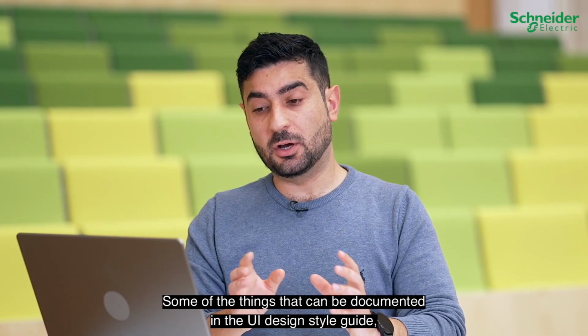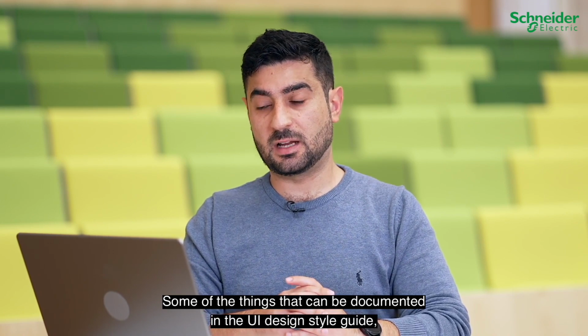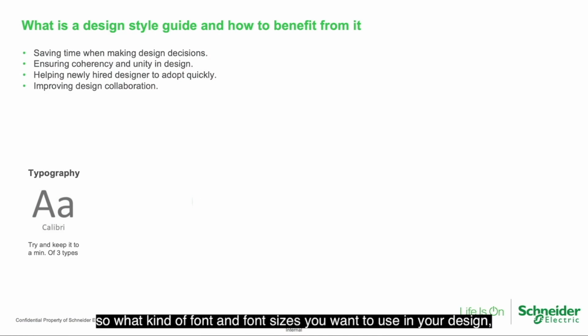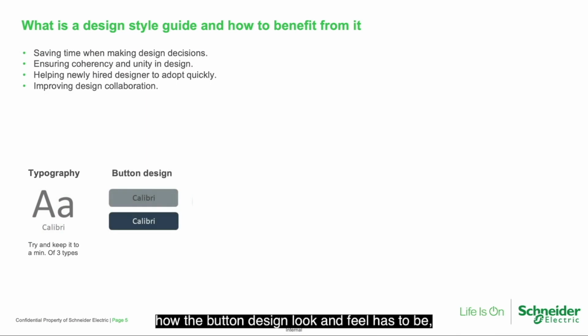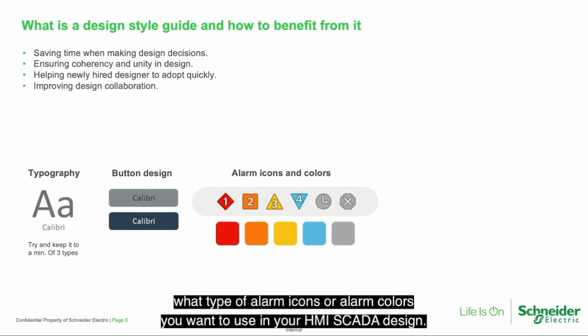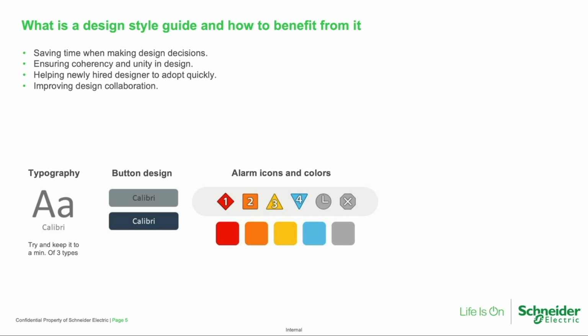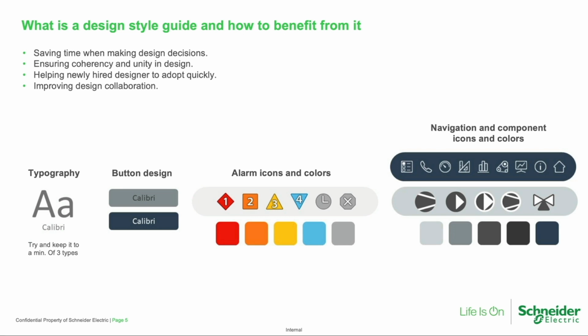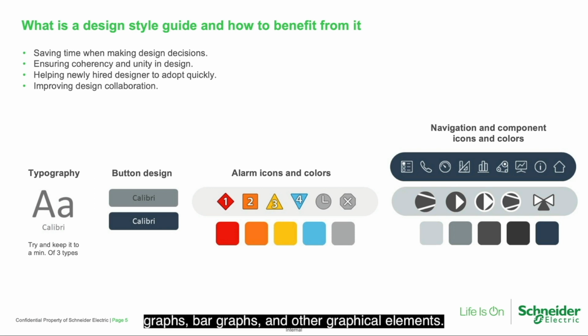Some of the things that can be documented in the UI design style guide are as follows. Typography, so what kind of font and font sizes you want to use in your design. How the button design look and feel has to be. What type of alarm icons or alarm colors you want to use in your HMI SCADA design. How your navigation and component icons should look and feel with colors and iconography. But it can also be pie charts, graphs, bar graphs, and other graphical elements.